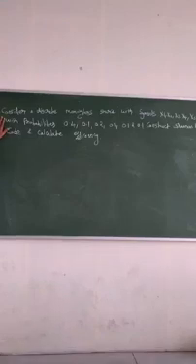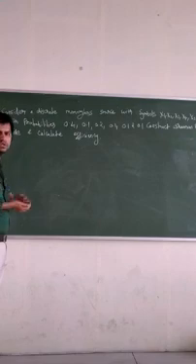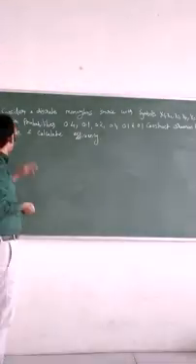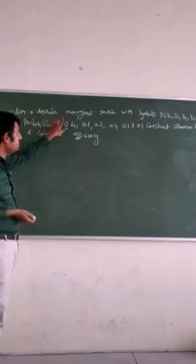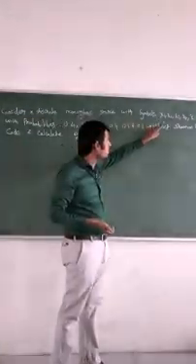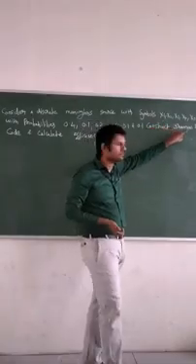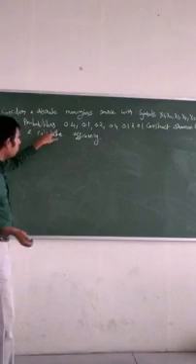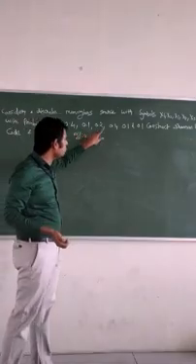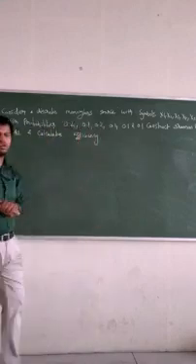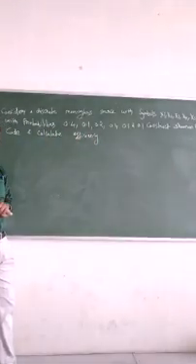So let us consider the example for the Shannon Fano coding. Consider a discrete memoryless source with symbols x1, x2, x3, x4, x5 and x6 with probabilities 0.4, 0.1, 0.2, 0.1, 0.1 and 0.1. Construct Shannon Fano coding. So this is the question.